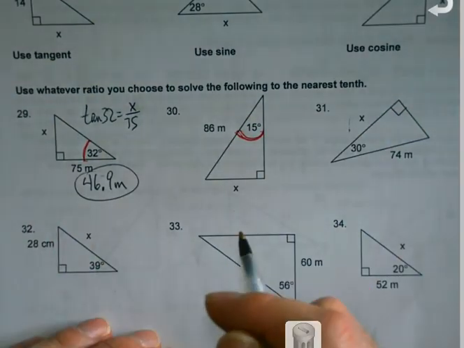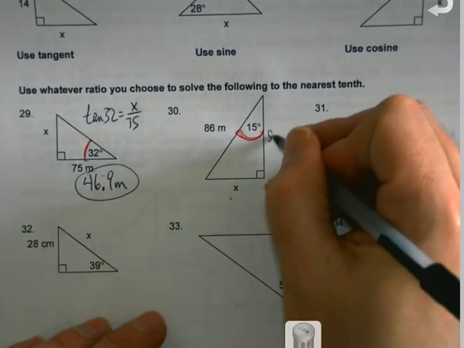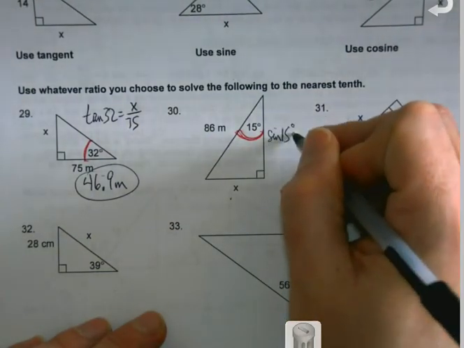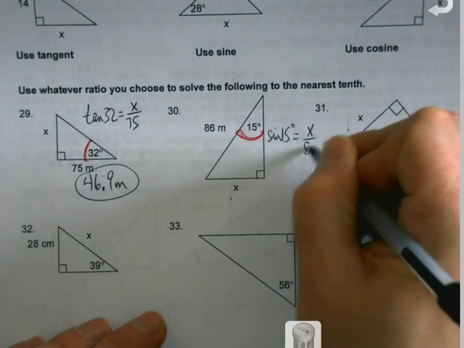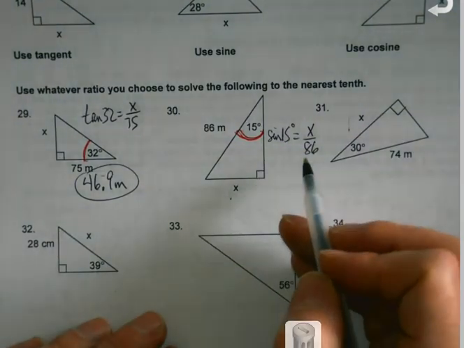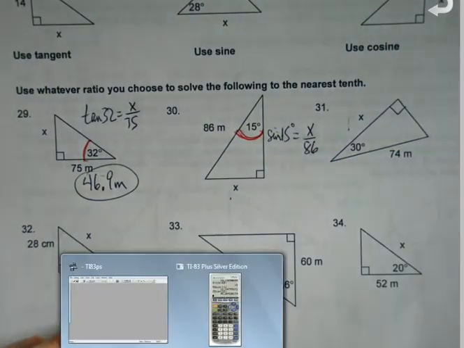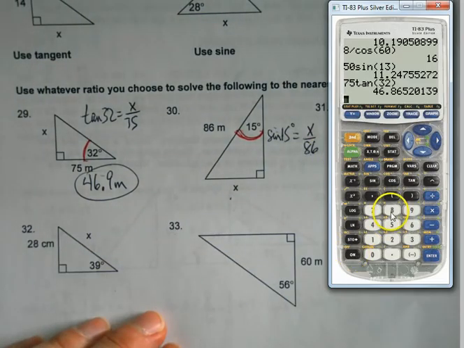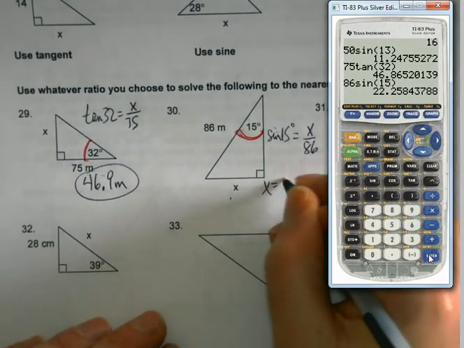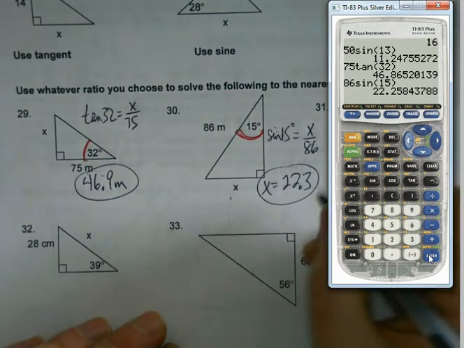Okay, 30 is going to be sine because I have opposite and I have the hypotenuse. So the sine of 15, opposite over hypotenuse. Again, I notice a number in the denominator, so we're just going to be multiplying. So 86 times the sine of 15. Looks like about 22.3 meters.